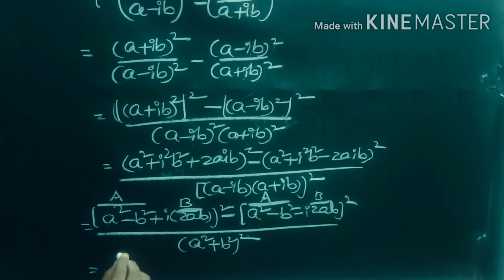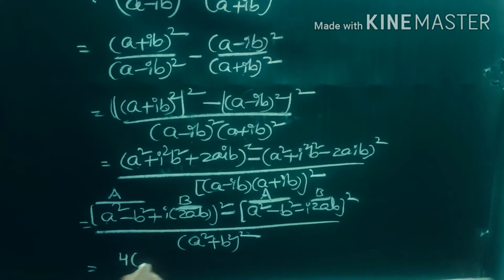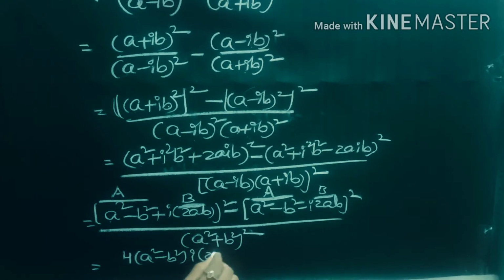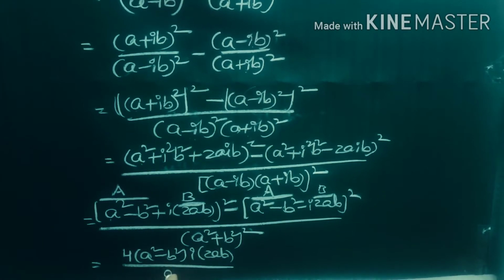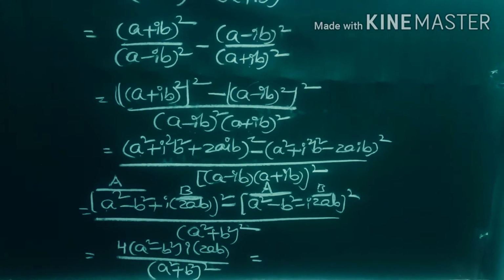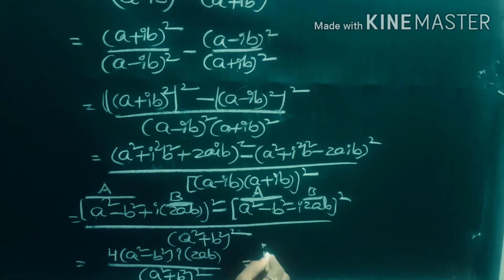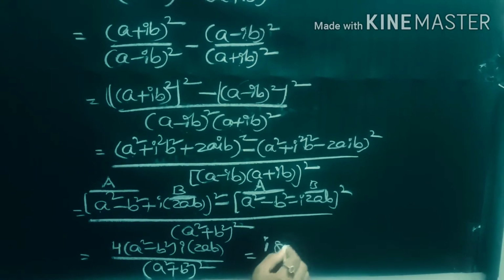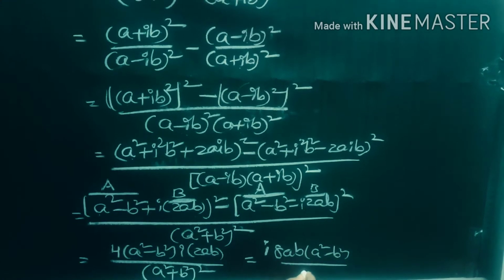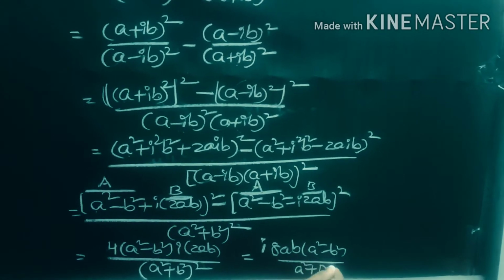That is 4 into A value (a^2 - b^2), B value i into 2ab, by (a^2 + b^2) whole square. So this is equal to i into 8ab into (a^2 - b^2) by (a^2 + b^2) whole square.